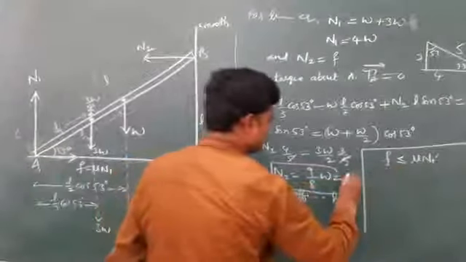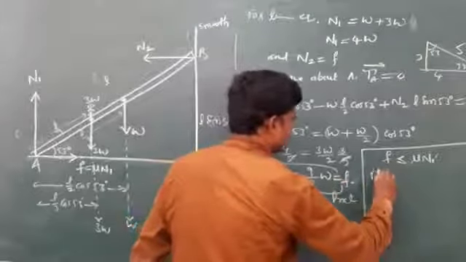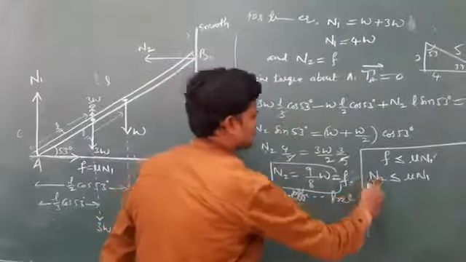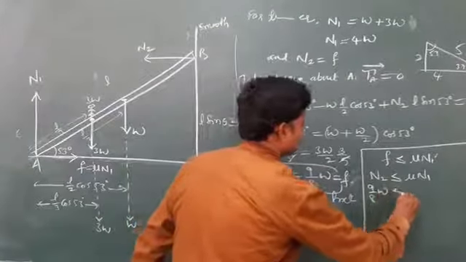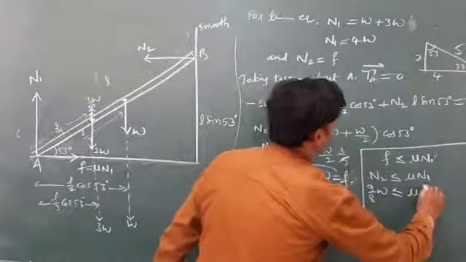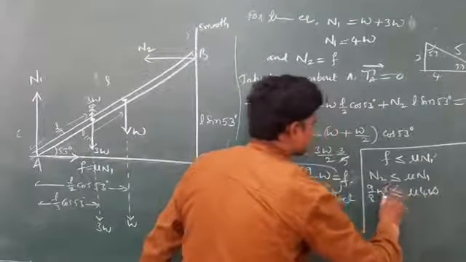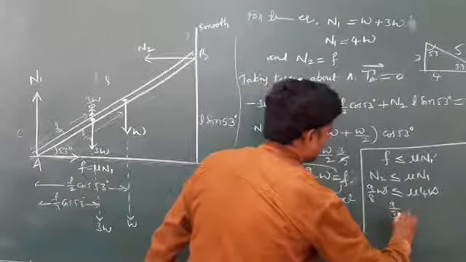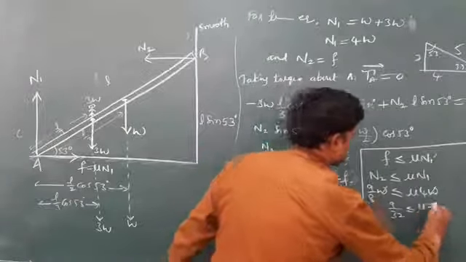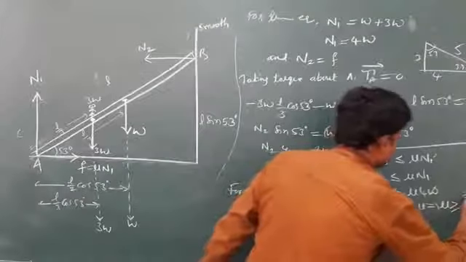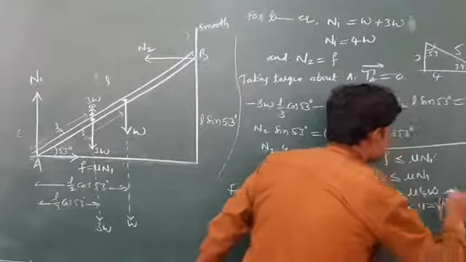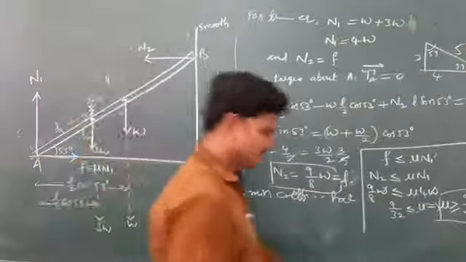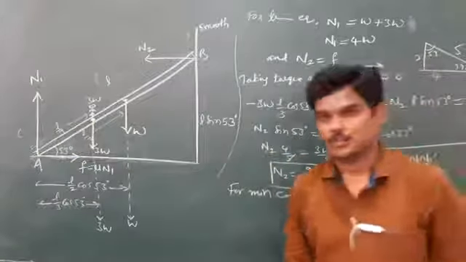But this F is nothing but N2, and N2 we got as 9 by 8 W. Mu N1 is 4 W mu. W gets cancelled. So 9 by 32 is less than or equal to mu. So mu is greater than or equal to 9 by 32. So this much coefficient of friction is needed at the base. So mu greater than or equal to 9 by 32.